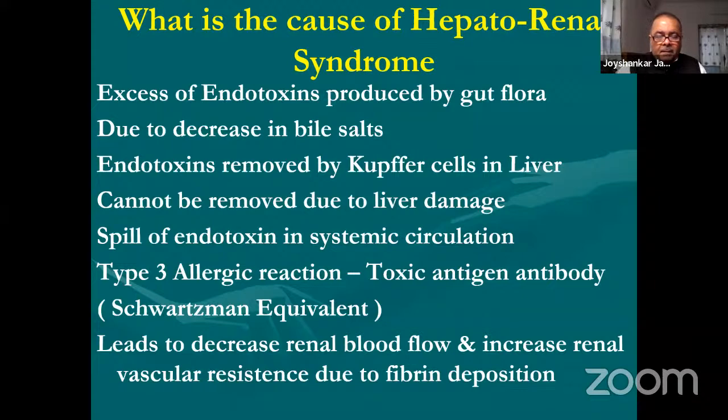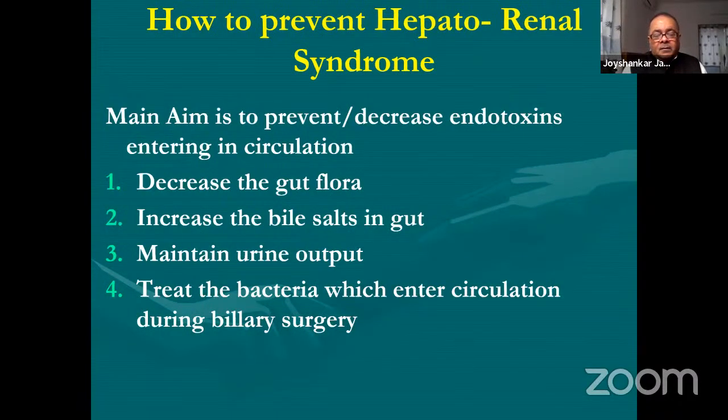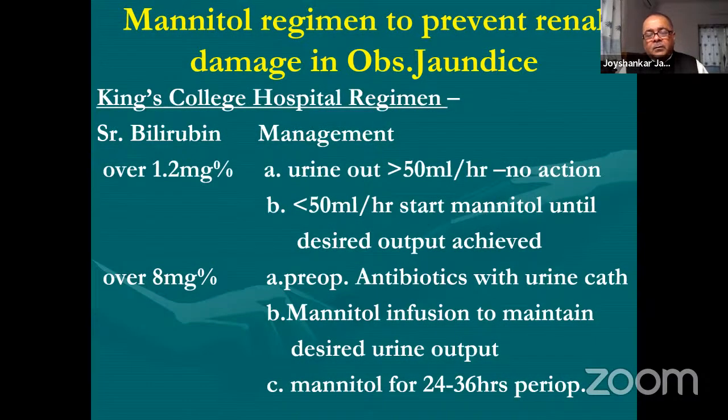So how to prevent? The main aim is to decrease the endotoxin which is entering into the circulation from the patient's own colon. So you have to decrease the gut flora, increase the bile salts into the patient's gut, maintain a urine output, and treat the bacteria which is entering the circulation during the biliary surgery, because we will be operating and sometimes opening up the CBD. So there's a regime which is followed by the King's College Hospital. King's College Hospital is a big hospital. They have a huge volume of work in London, and they have come up with a regime, this is the King's College regime, to prevent renal damage in patients who are in obstructive jaundice for surgery.